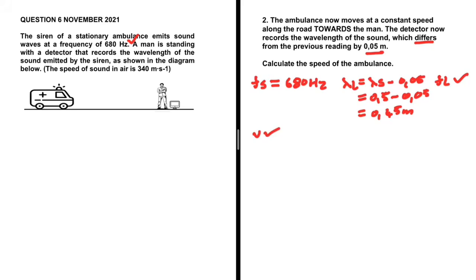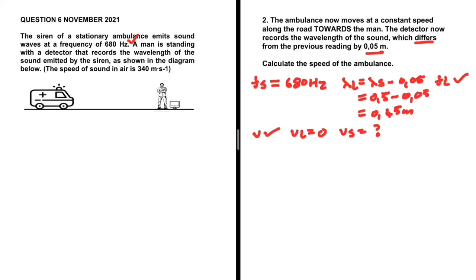It is not always 340 meters per second. If I say it is a constant, there might be that misconception that it must always be 340, but it's not. And then we have the velocity of the detector, well, the velocity of the man. The man is stationary, so VL is equal to 0. And then we are looking for the speed of the ambulance. We are looking for VS. What is VS?